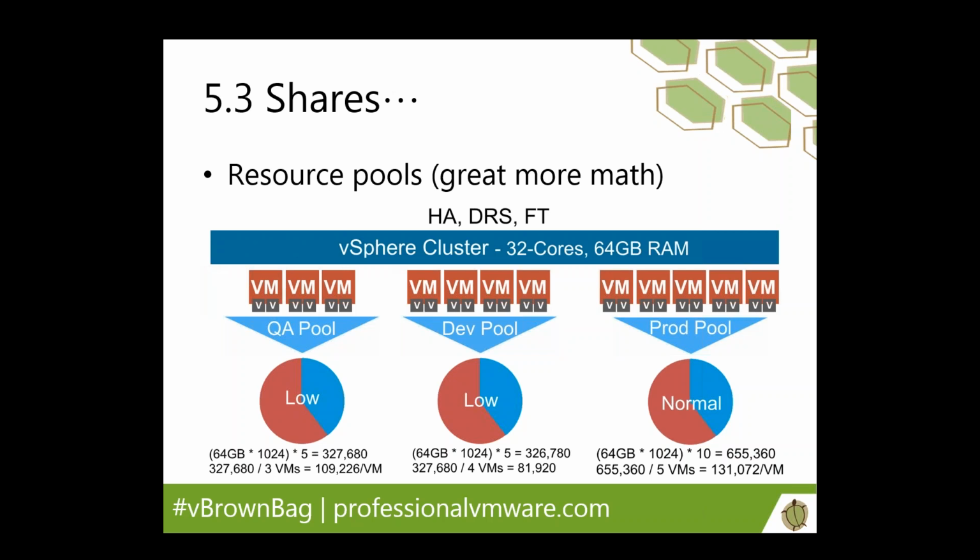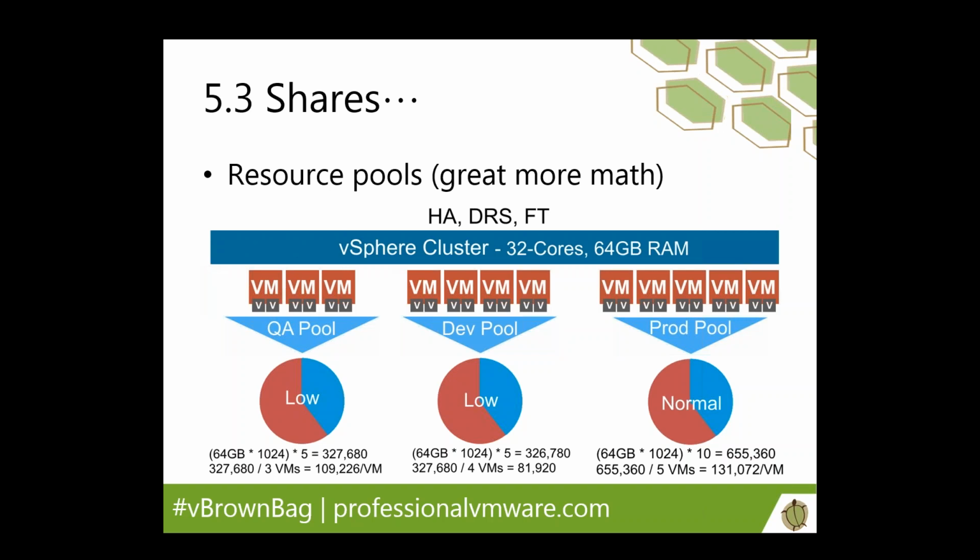I move over to my dev pool. QA is more important than my dev pool, and that math actually works. So I've got 4 VMs in there. It's also low, so those VMs have a few less shares than my QA pool do. So if there were contention, QA would take some precedence over the dev pool. Where the math starts to come in is, now I've set normal on production. Production generally is going to have more than QA or dev, I would imagine, in most cases. So I've got 5 VMs in here.